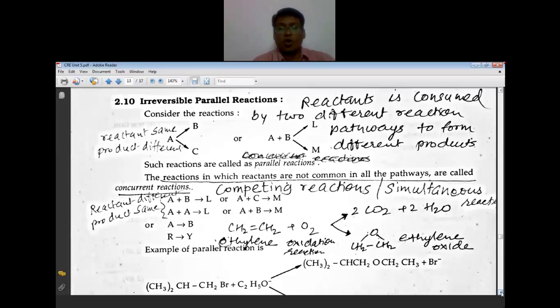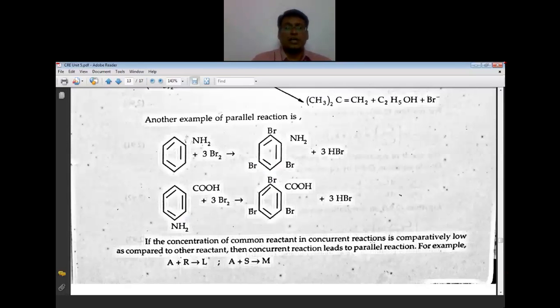Reactants are not common, that is what is of concern. Here there is B, A plus B, here A plus A. Reactants that are not common in the pathway are called concurrent reactions. So we have already talked about an example. This is ethylene plus oxygen giving CO2 plus H2O and ethylene oxide. Ethylene oxide is our desired product. Then again these are the examples.